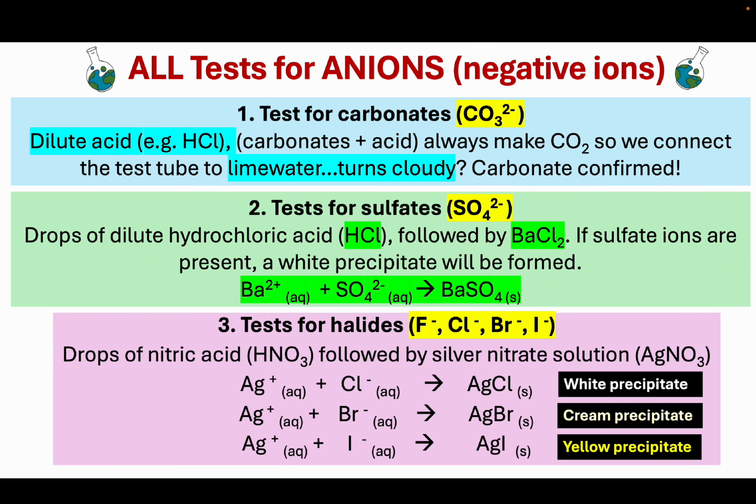So Ba2+, your barium 2+, along with your sulfate 2- gives you barium sulfate solid. And then when it comes to your halide, you're adding this source of nitrate ions. So you start with nitric acid and then you add silver nitrate. So hopefully that should be a nice simple way to remember this.